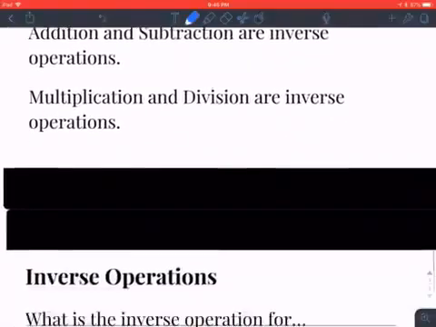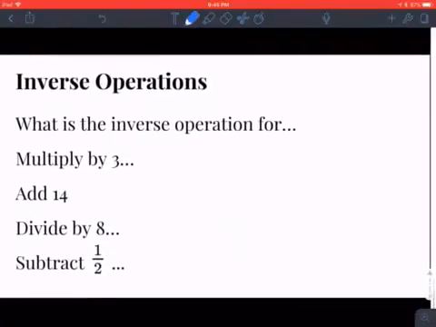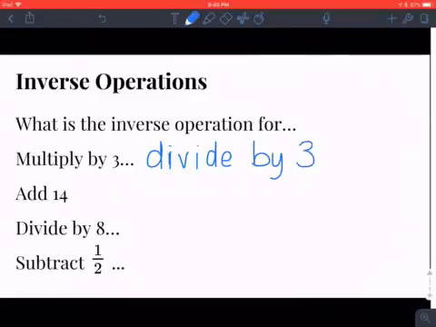So we'll do a couple more specific examples. What is the inverse operation for multiplying by 3? If we multiply the number 1 by 3, if we want to get it back to the number 1, what we need to do is divide by 3. So if we multiply 1 by 3, we get 3. To get back to 1, we would divide by 3.